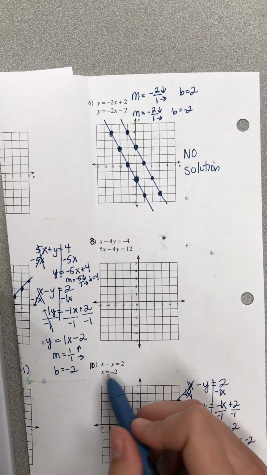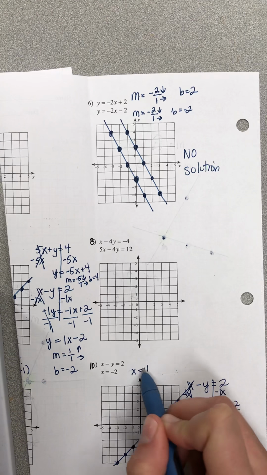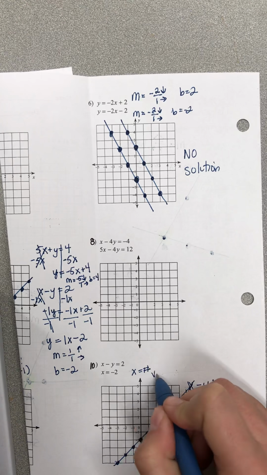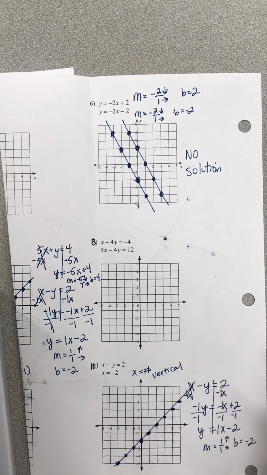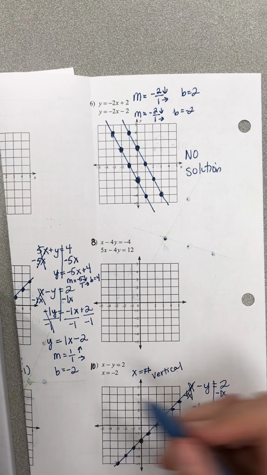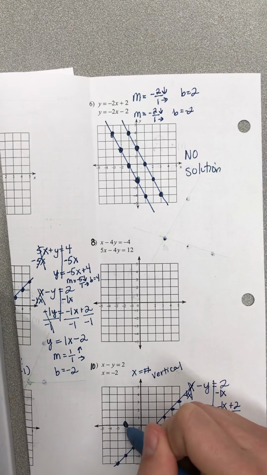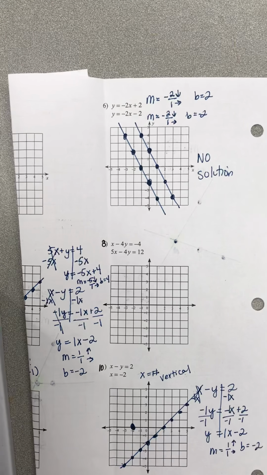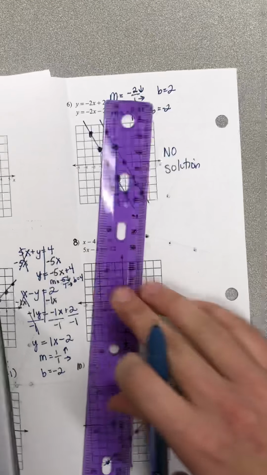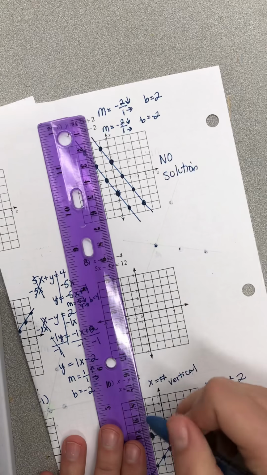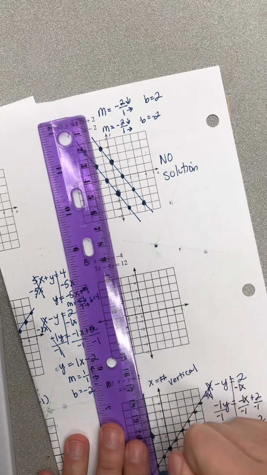The bottom equation is x equals a number. When you have x equals a number, that's a vertical line, you go to your x-axis, and I'm going to put a dot at -2. And vertical lines go up and down. So I'm going to use my ruler to draw a line that goes up and down.